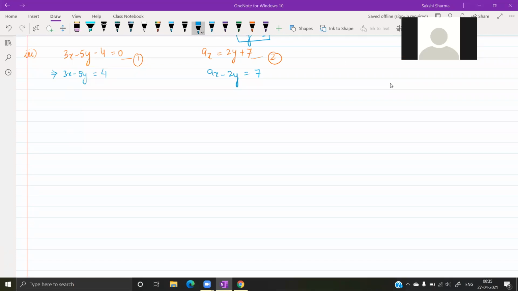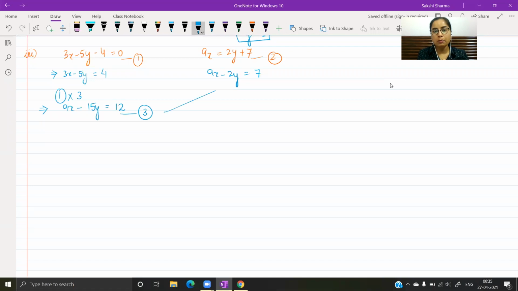X. Ma'am, multiply equation 1 with 3. Let's multiply equation number 1 with 3. You get 9x minus 15y equals to 12. This is the new equation. Now we want to combine the two. Let's subtract. 9x minus 2y equals to 7 minus the second equation, number 3. You get 13y equals to minus 5.